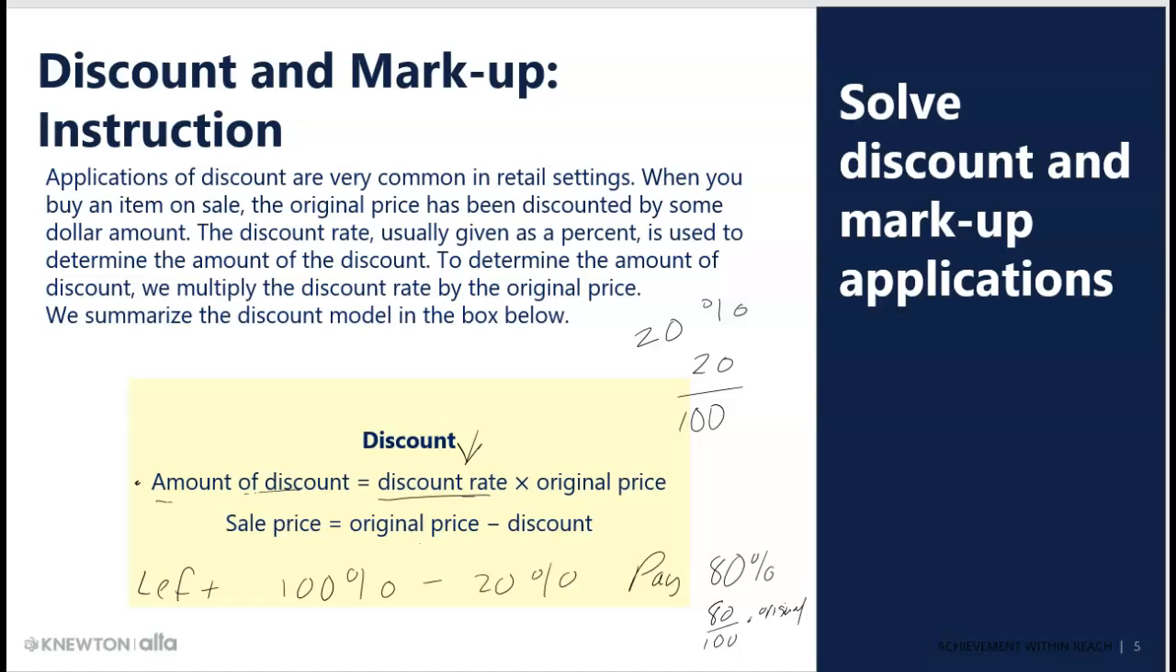But the other way to do it, and most students seem to understand this, is you find out how much you're going to save by doing the percent they're taking off times the original price and then subtracting that from the original price.